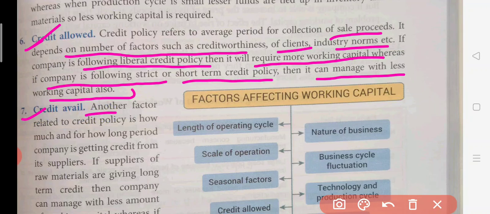Okay, so another factor related to the credit policy: how much and for how long a period the company is getting credit from its suppliers. If the suppliers and creditors of raw material are giving long term credit, then the company can manage with less amount.